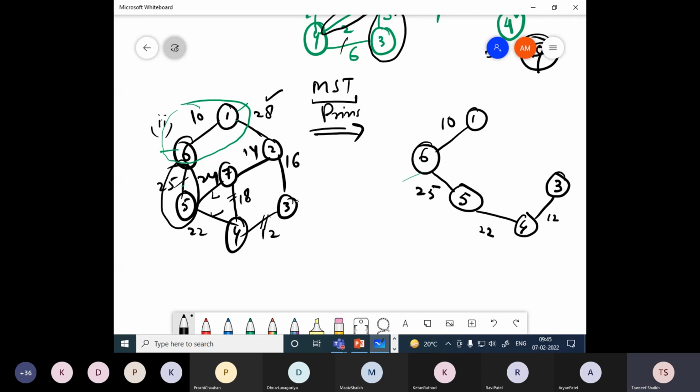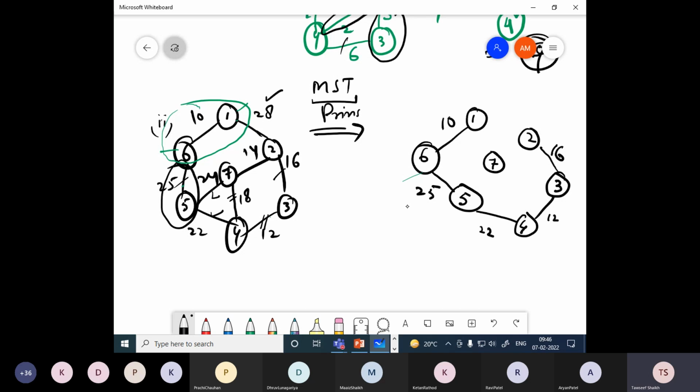So we have reached vertex 3. Now we will see to which vertices it is connected. It is connected to vertex 2 with a cost of 16. Okay. So we are now left with only one vertex, that is 7.